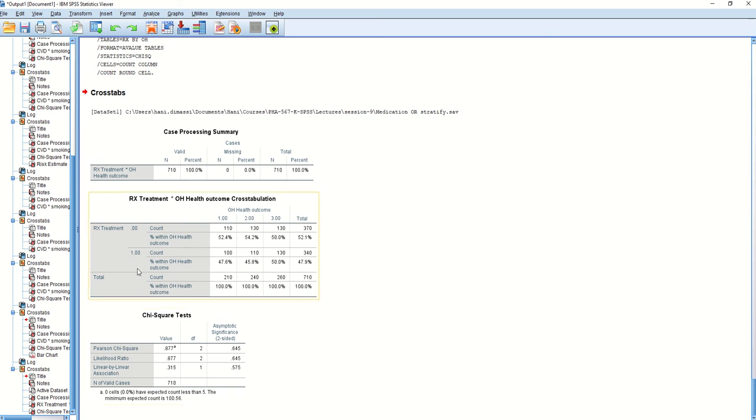This is a 2 by 3 table, 2 rows, three columns. And that explains the degrees of freedom being equal to 2. The formula for the degrees of freedom is the number of rows minus 1 multiplied by the number of columns minus 1. So you have 2 rows minus 1 that produces a value of 1, and 3 columns minus 1 that produces a value of 2. You multiply these two together, you get a degrees of freedom of 2. Okay.